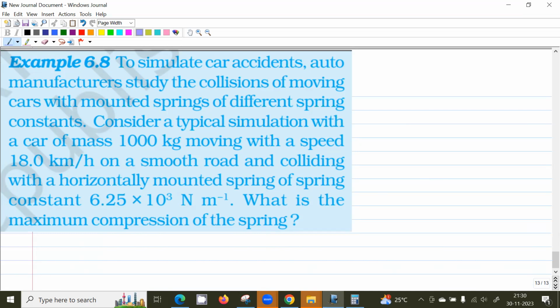Half mv square will be equal to half kx square. What is v? v is 18 kilometers per hour. You have to convert to SI units, so we have to convert to meters per second, multiplying by 5 by 18.